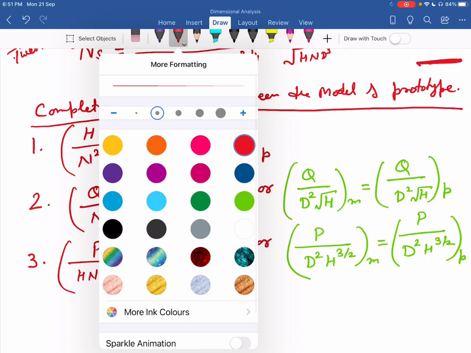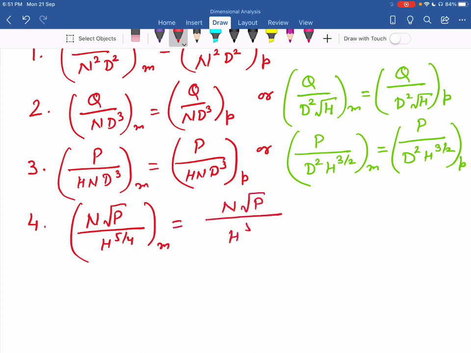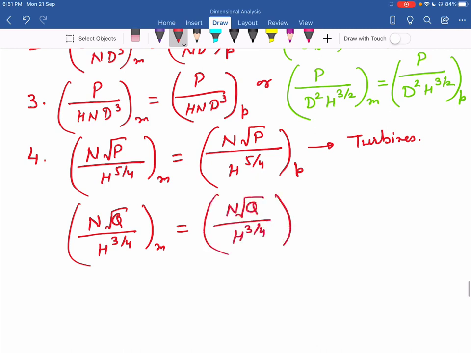And my fourth equation, that is the specific speed. I write the fourth equation as n under root of p h raised to power 5 by 4 for model equal to n under root of p h raised to power 5 by 4 for prototype. I use this equation for turbines. And the last equation, n under root of q h raised to power 3 by 4 for model is equal to n under root of q h raised to power 3 by 4 for prototype. I use this equation for pumps.